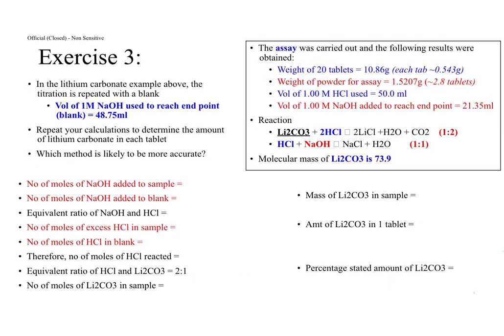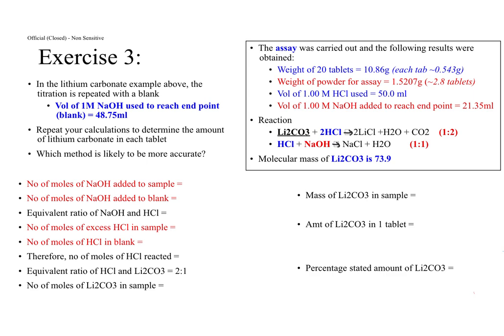Now let's take a look at exercise 3. In the lithium carbonate example from exercise 2, the titration is repeated with a blank. So for this blank titration, the titer volume is 48.75 ml. Now repeat the calculations to determine the amount of lithium carbonate in each tablet and consider which method is likely to be more accurate. I've also posted the assay results from exercise 2 here in this box for easy reference.